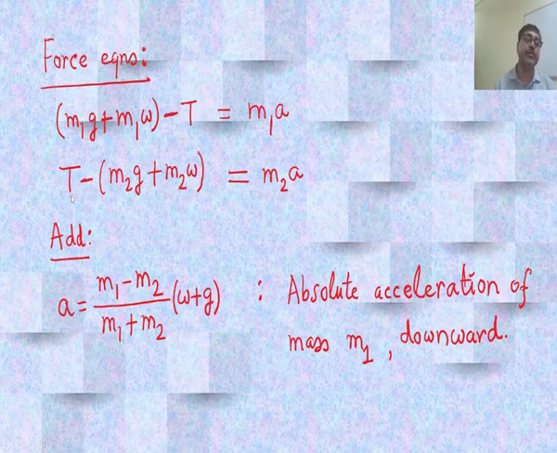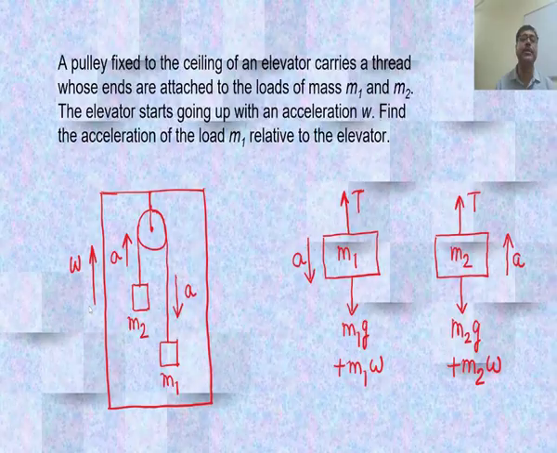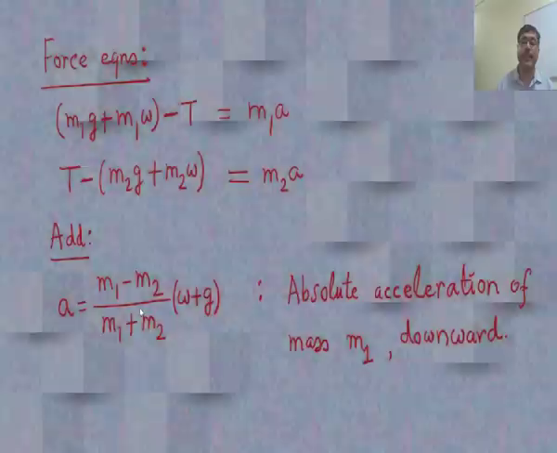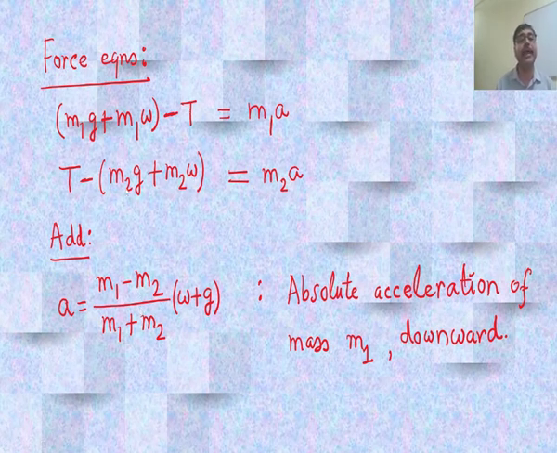And for the mass M2, because it is moving upward, the force upward is larger: the tension capital T is larger than the force downward, and that gives rise to the effective acceleration of the mass M2. So our job is to find a first. a is the acceleration of the masses M1 and M2, and if you add these two expressions, you can easily calculate it to be (M1 minus M2) into (omega plus g) divided by (M1 plus M2).